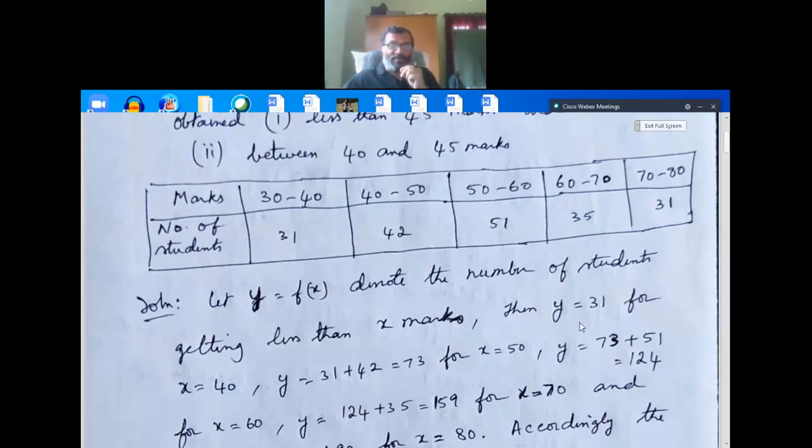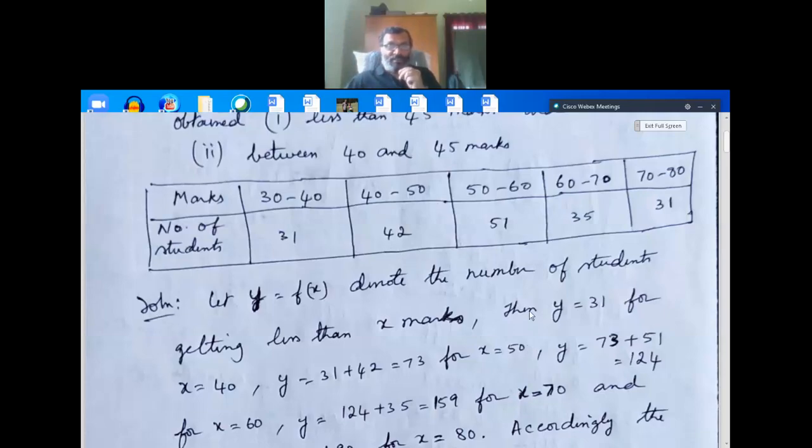Then y equals 31 for x equals 40. See, we take it like this. Y equals 31 for x equals 40. Y equals 31 plus 42, that is 73 for x equals 50. We go on adding. That is just like cumulative.